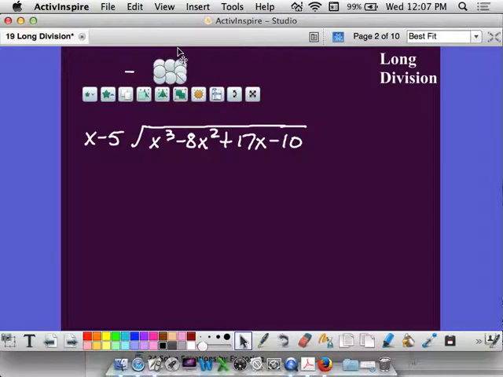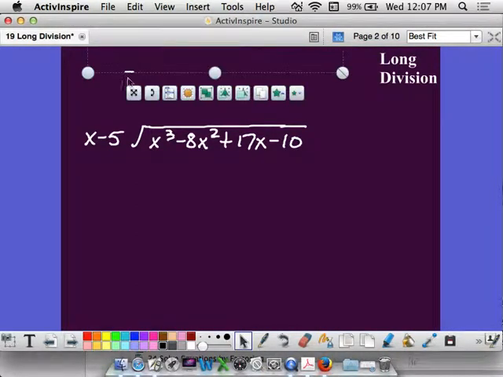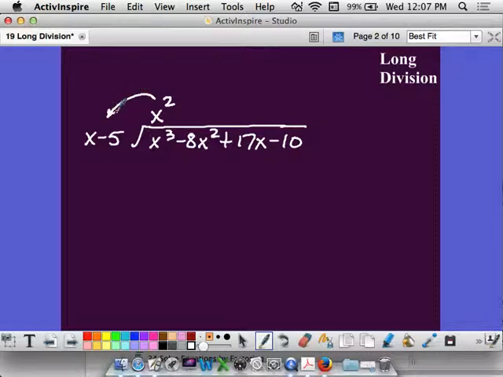I'm going to move all of this up out of the way. Okay, so what times x will give me x cubed? Well, that's going to be x squared. And I'm going to write it right above the x cubed. Then I'm going to multiply, but when I multiply, I have to distribute to both of those terms, to the binomial. So x squared times x is x cubed. x squared times negative 5 is negative 5x squared.